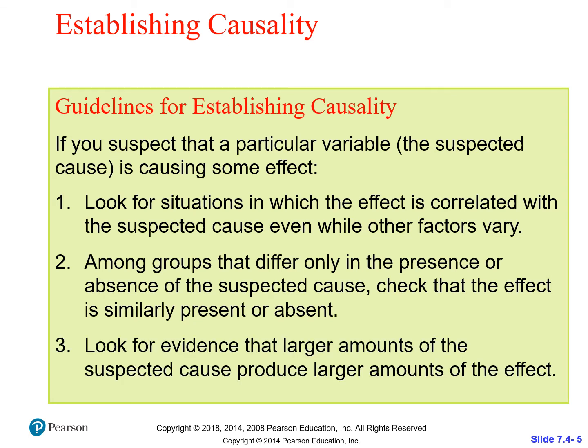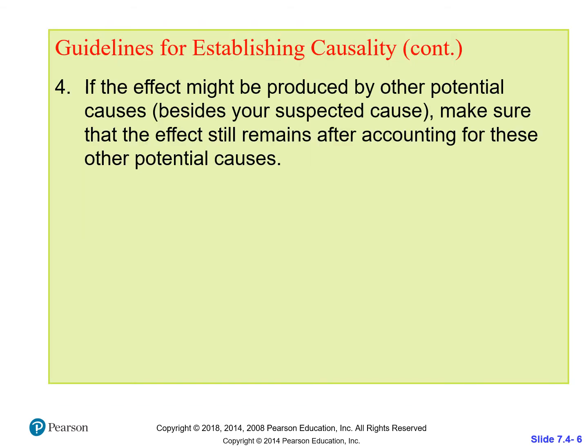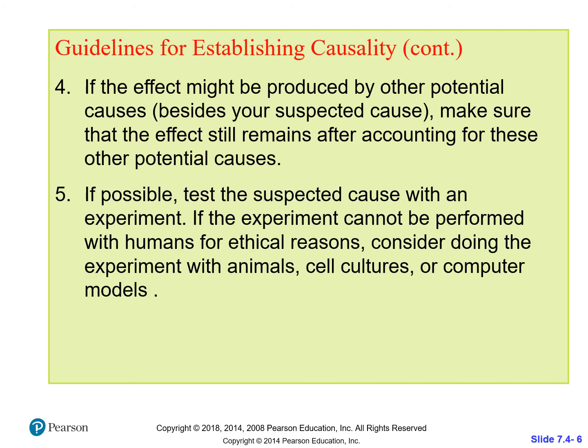Look for evidence that larger amounts of the suspected cause produce larger amounts of the effect. That may not always be relevant or applicable, but if you think that X causes Y, more of X should cause more of Y. If the effect might be produced by other potential causes besides what you think is the cause, make sure that the effect still remains after those other causes are accounted for. If you could remove it, that would be great. You may not always be able to remove it.